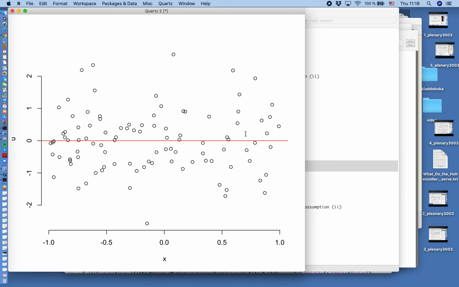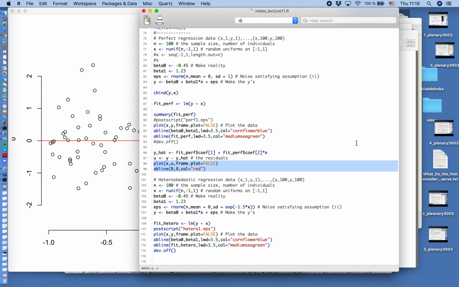So when you make a residual plot for real data, and you are wondering, is this a good plot or a bad plot? Well, then simulate some data and compare it to a good plot. So compare to this.